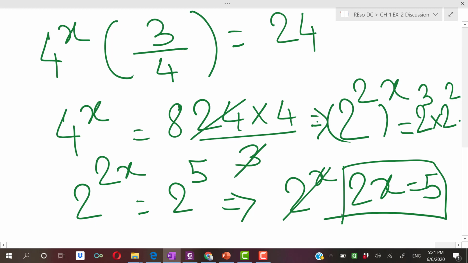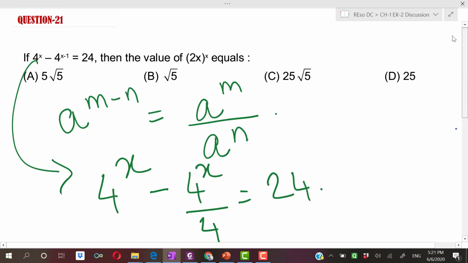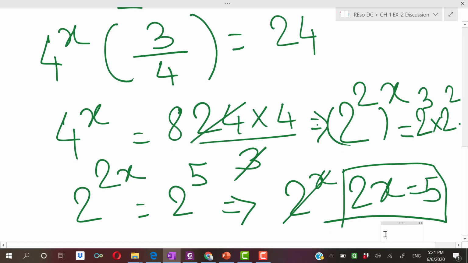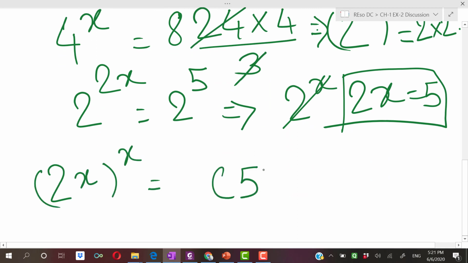अब मुझे कैलकुलेट क्या करना है? Finally, what I have to calculate is 2x raised to the power x. मेरे को 2x raised to the power x की वैल्यू कैलकुलेट करनी है. So 2x raised to the power x will be equal to, 2x की वैल्यू कितनी है? 5 raised to the power 5 upon 2.